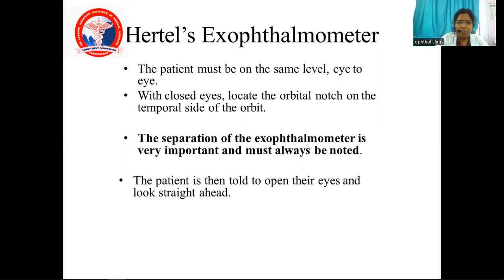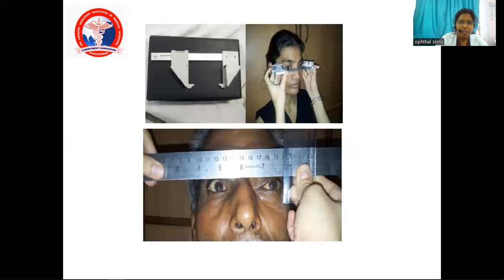Proptosis exophthalmometer. The patient must be on the same level, eye to eye, with closed eyes, but with the orbital notch on the temporal side of the orbit. The separation of the exophthalmometer is very important and must always be noted. The patient is then told to open their eyes and look straight ahead.